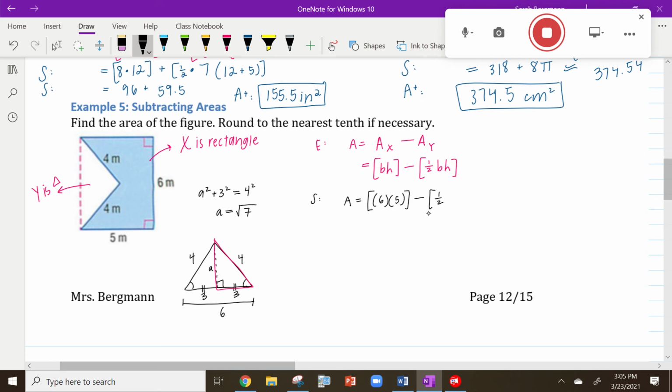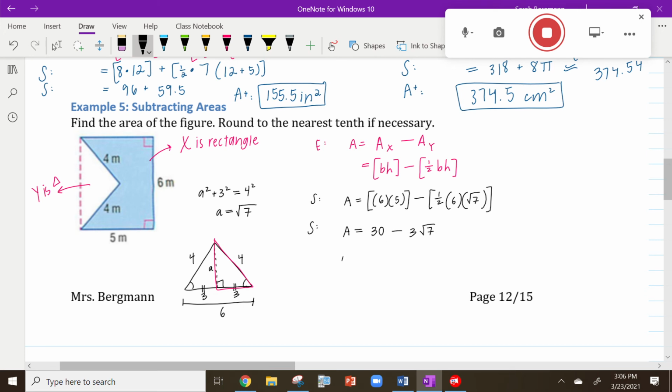So that means the base, I can use 6 for the base. The height, or the altitude, is the square root of 7. So I'll plug that in for height. Now I can go ahead and solve. 6 times 5 is 30. 1/2 of 6 is 3.